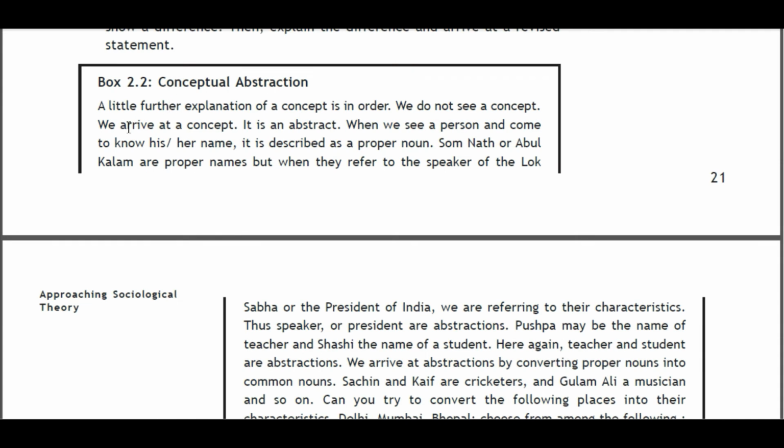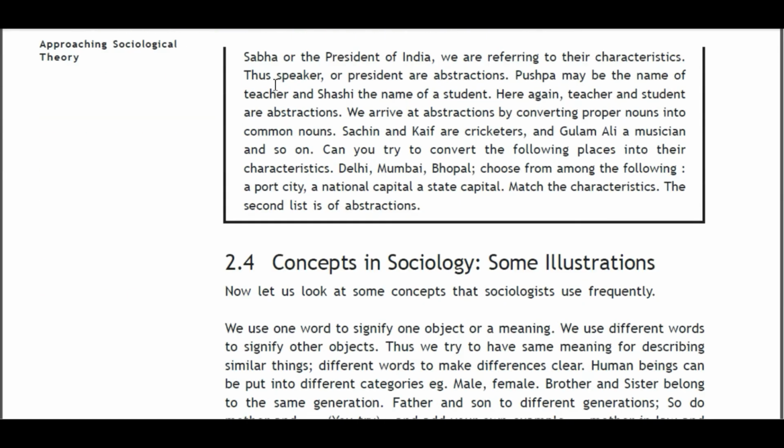Conceptual abstraction. A little further explanation of a concept is in order. We do not see a concept. We arrive at a concept. It is an abstract. When we see a person and come to know his or her name, it is described as a proper noun. Somnath or Abdul Kalam are proper names, but when they refer to the Speaker of the Lok Sabha or President of India, we are referring to their characteristics. Thus, Speaker or President are abstractions.